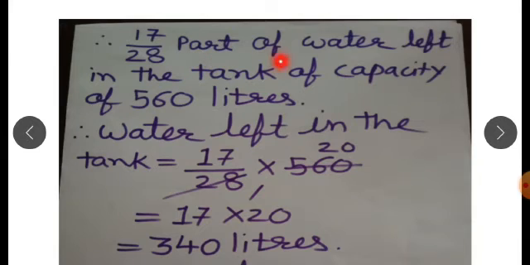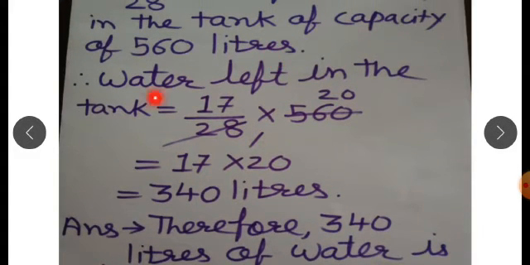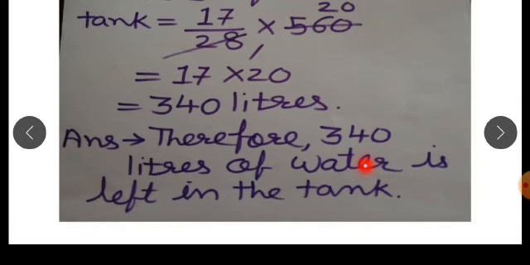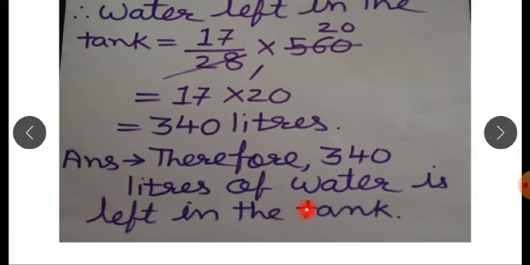Therefore, 17 upon 28 part of water is left in the tank of capacity 560. Therefore, water left in the tank is equal to 17 upon 28 multiplied by 560. 28 ones are 28, 28 twos are 56 and 0 as it is. Therefore, 17 into 20 gives you 17 twos are 34. Therefore, answer is 340. Therefore, 340 liters of water is left in the tank of capacity 560.